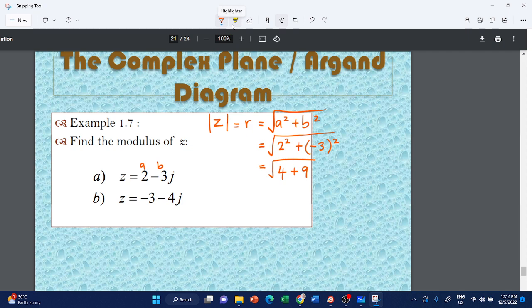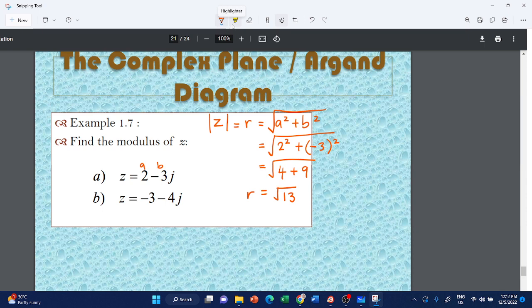So then you simplify, you have square root 13. This is your R. So this is your modulus. Modulus Z is your R. Okay, do you have any question to ask here?